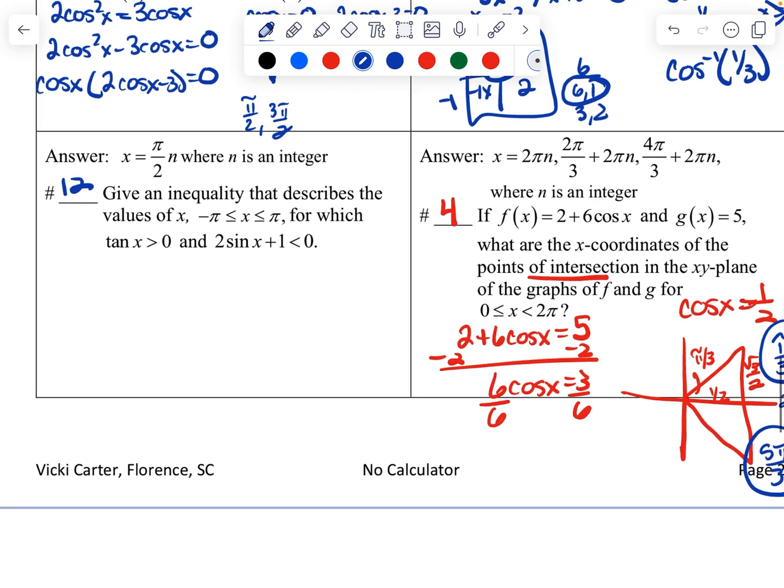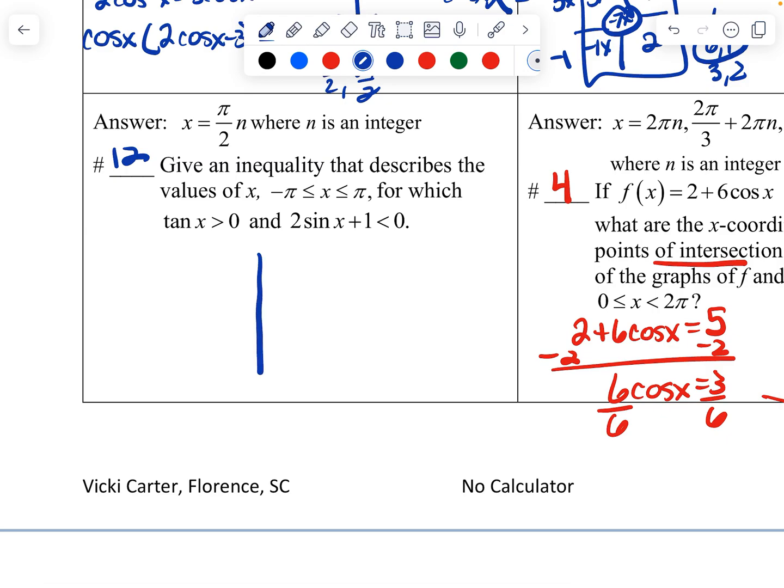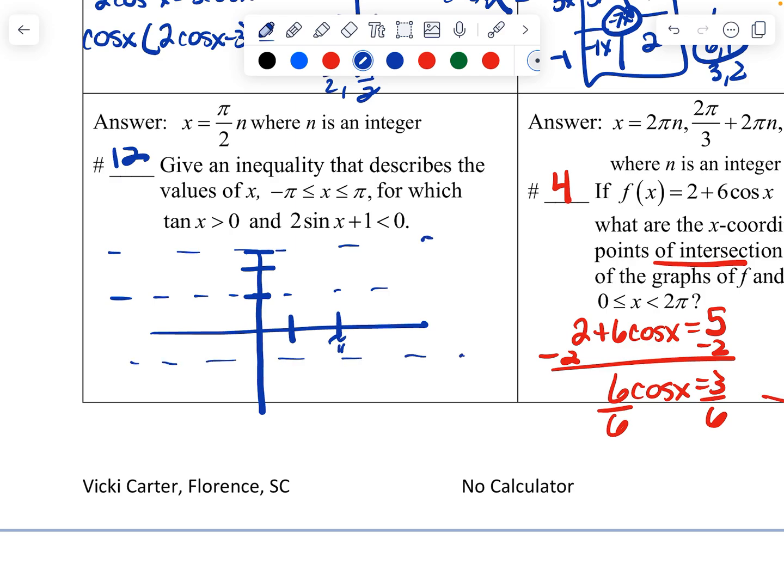Given an inequality that describes, all right, so let's see if I was to graph this one. Sine is at 1, amplitude of 2. Here would be pi, pi, so sine starts in the middle, high, middle, low, middle. Okay, and we want to know when it's less than 0. So it's got to be in these little spots, right? Right over here. All right, and how do we graph our tangent?